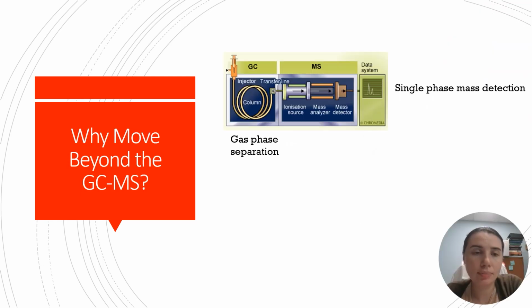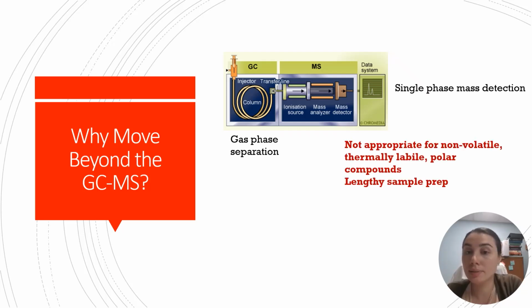So why move beyond the GCMS? Well, as I hinted at beforehand, you do perform your analysis, your separation in the gas phase, and then you follow it up by a single phase mass detection. As a result, it's not appropriate for non-volatile or thermally labile polar compounds. You can make non-volatile compounds volatile through a sample prep, and we will talk a little bit more about that in a few slides. But GCMS analyses do tend to lead to a lengthier sample prep.